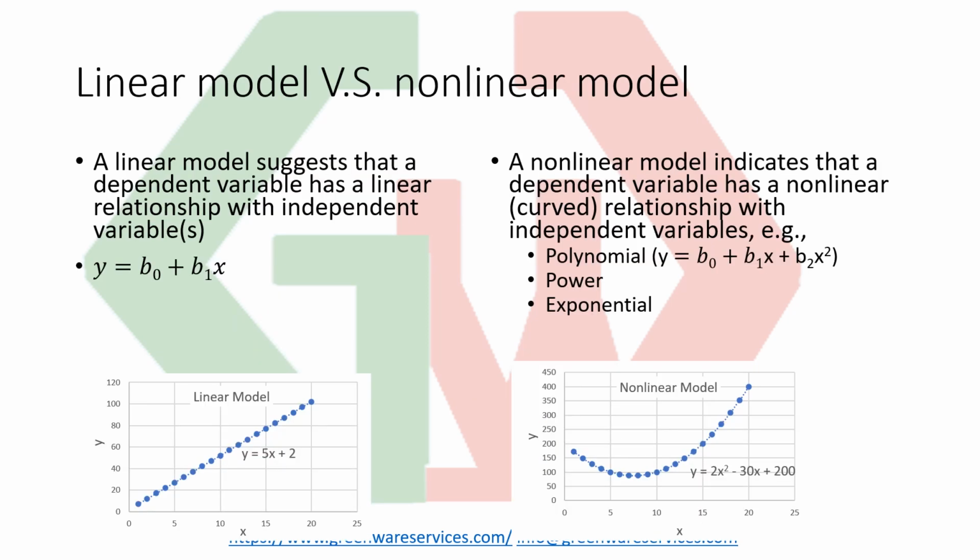Let me explain the linear model first. A linear model means the dependent variable has linear relationship with independent variables. For example, variables x and y have a linear relationship like y equal to b0 plus b1x. So their relationship can be represented by a straight line in this graph.